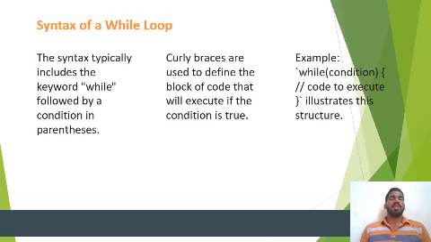Syntax of while loop. The syntax typically includes the keyword while followed by a condition in parentheses. Curly braces are used to define the block of code that will execute if the condition is true. Example: while, in parentheses the condition, open curly bracket, code to execute, then close the curly bracket. This illustrates the structure.